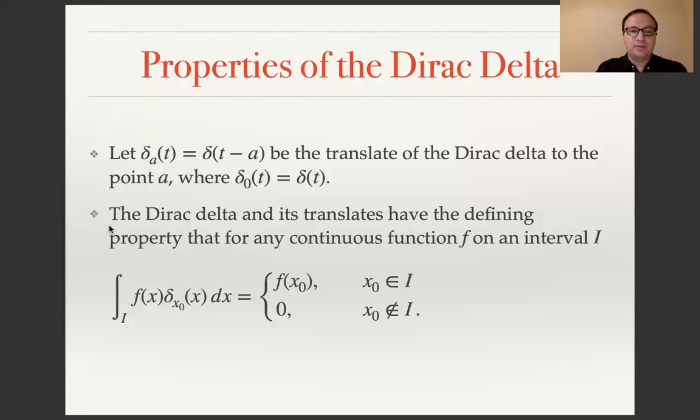The following property of the Dirac delta function can be taken as a definition, namely the integral over any interval I of a continuous function f of x times the Dirac delta at a point x0 is equal to f of x0 if x0 belongs to the interval I, and 0 if x0 does not belong to the interval I. So this is the property of the Dirac delta function that we'll use in computations.